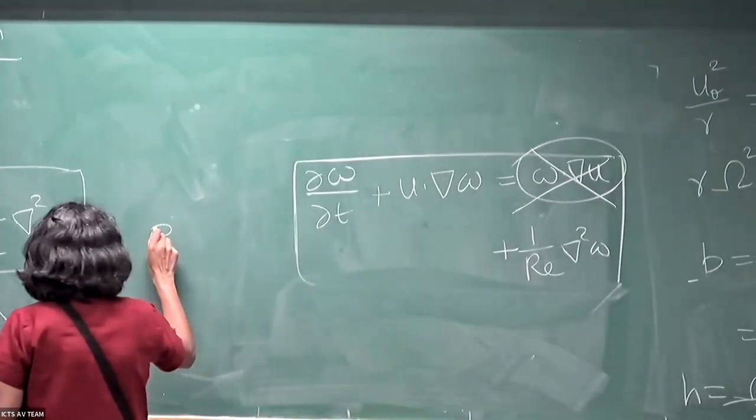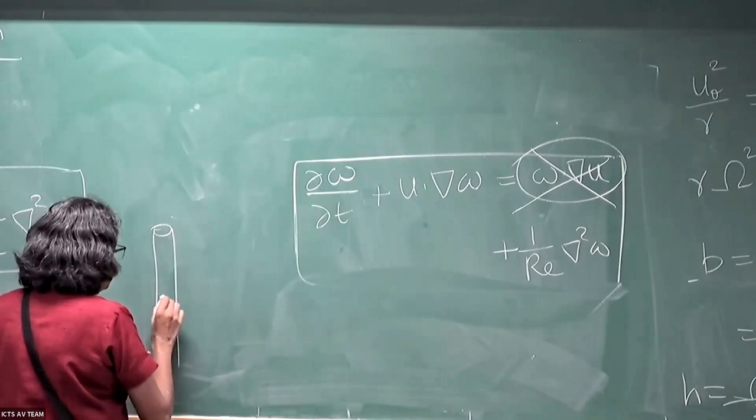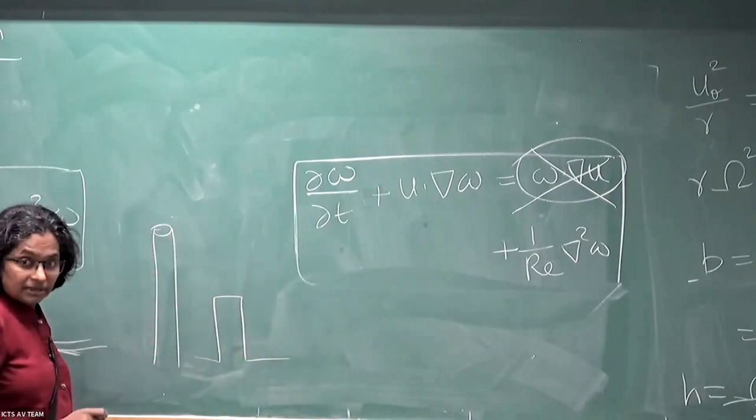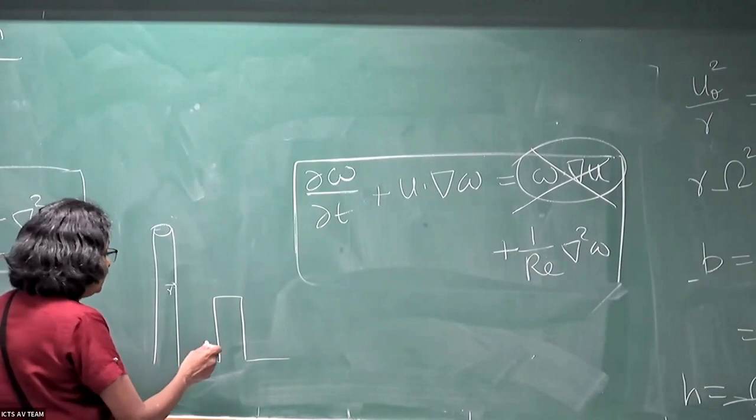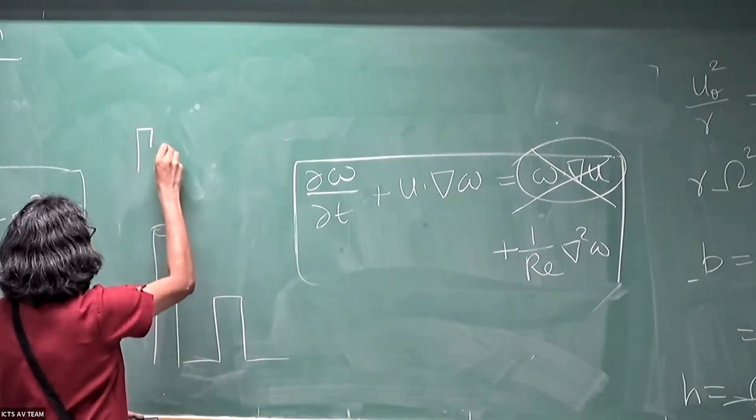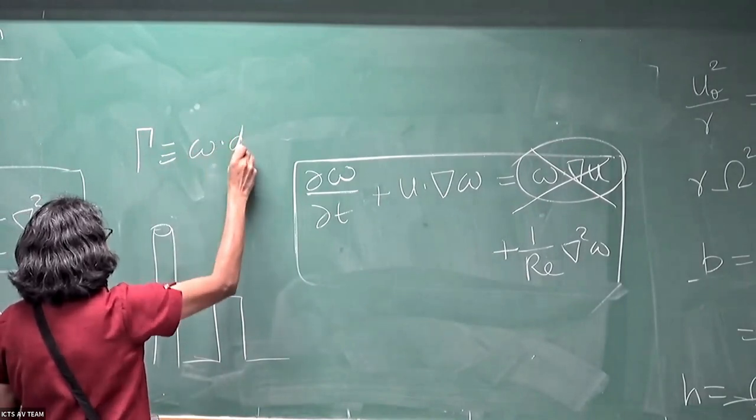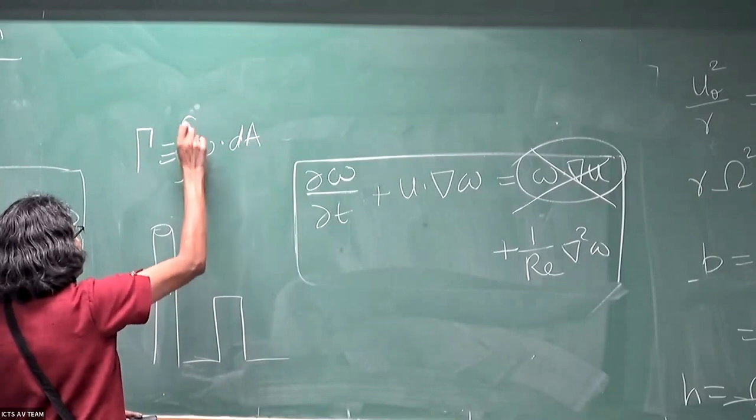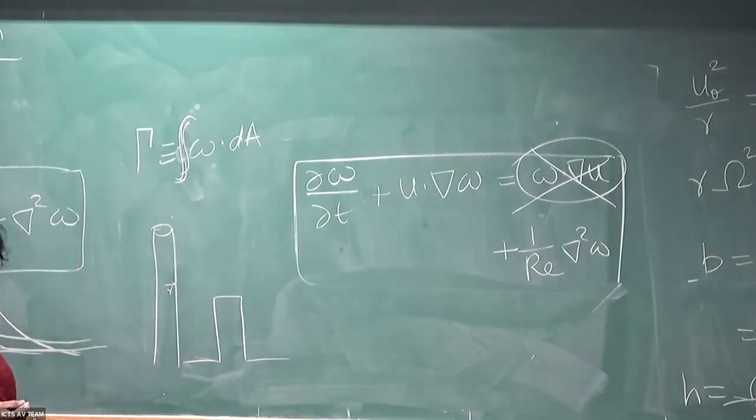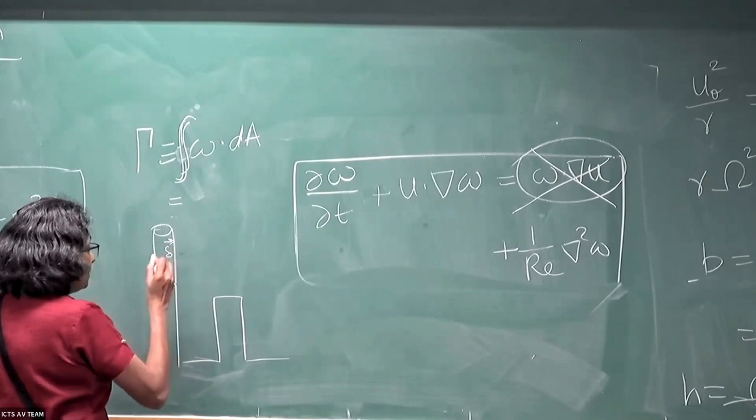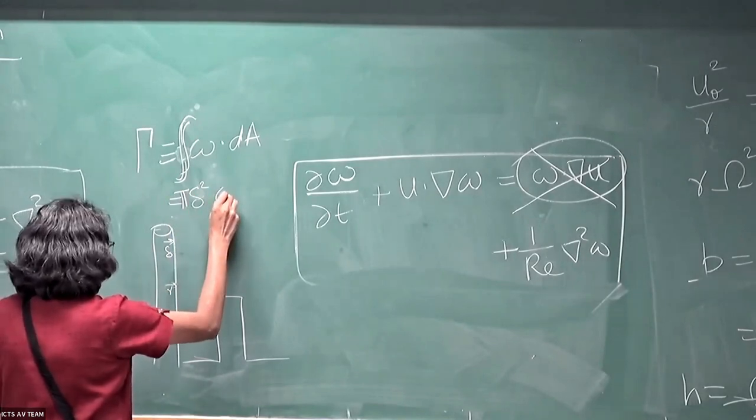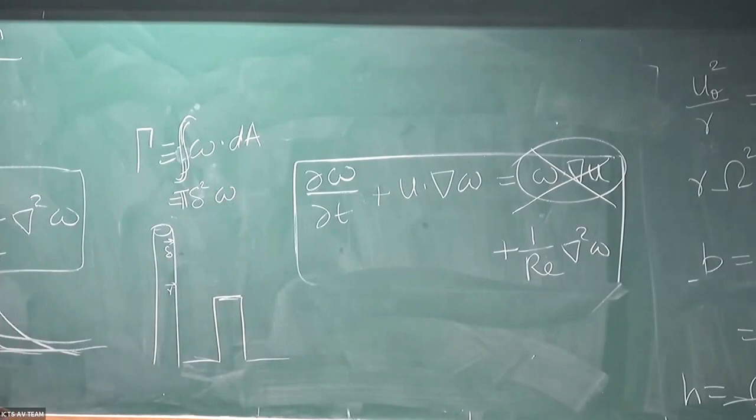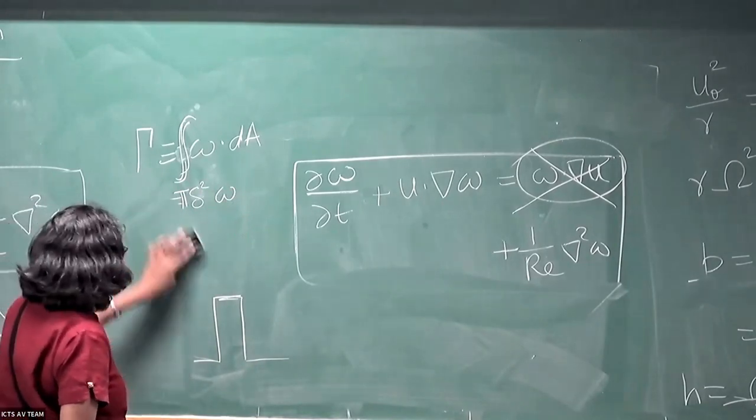We're now going to define the thing called circulation. Suppose this is a top hat profile of omega. Within a radius r, it's all a constant omega, solid body rotation like. The total circulation inside this is defined as omega dot dA integrated over the area. This is a circular shape, a circular tube. If I give this vortex thickness as delta, the circulation is pi delta square times omega, which is just a constant. And this is going to be my circulation.